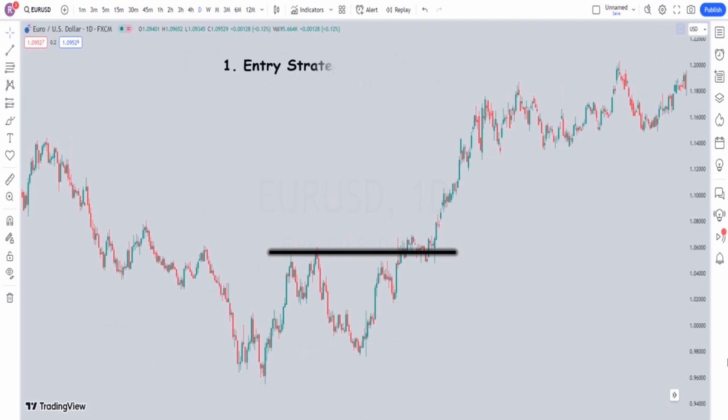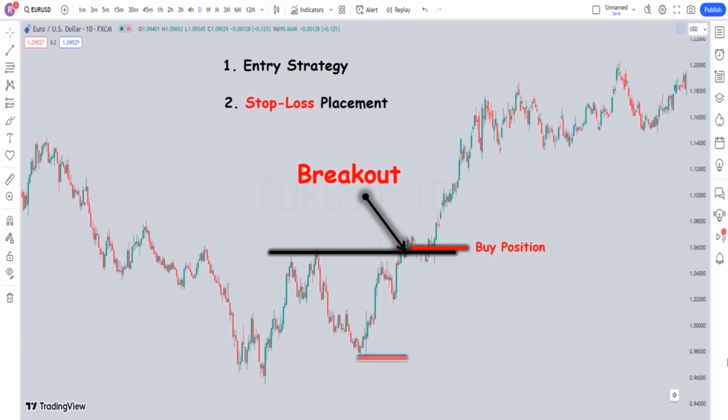1, entry strategy. 2, stop loss placement. 3, take profit level.